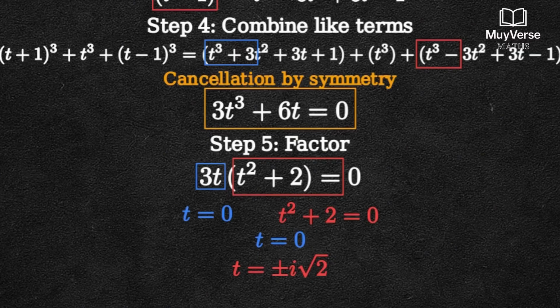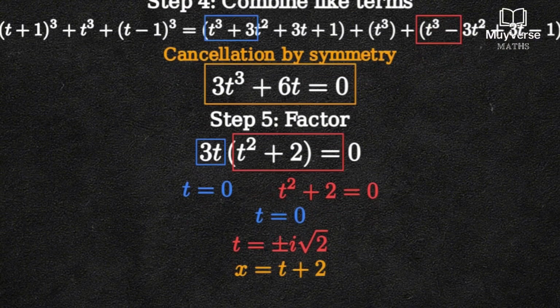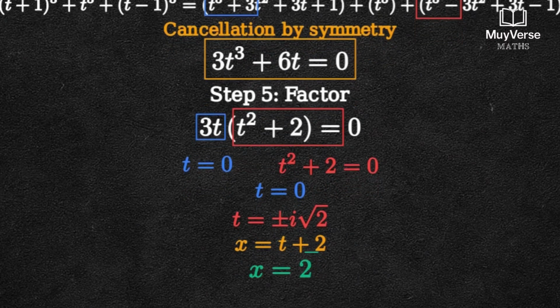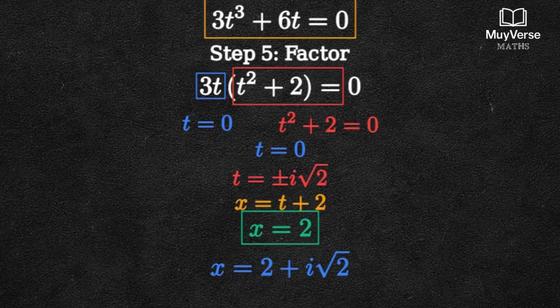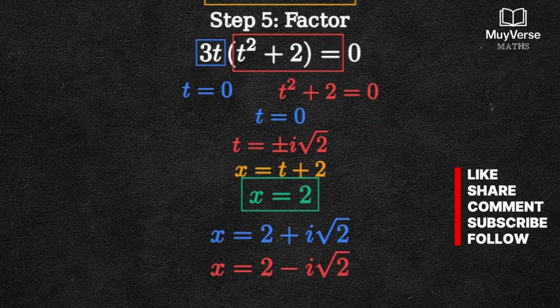Now convert back to x using x equals t plus 2. Therefore, the three solutions are x equals 2, x equals 2 plus i times square root of 2, and x equals 2 minus i times square root of 2. Only x equals 2 is real. The other two form a complex conjugate pair.